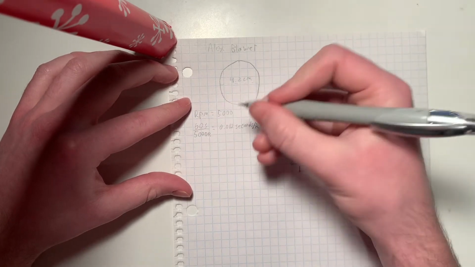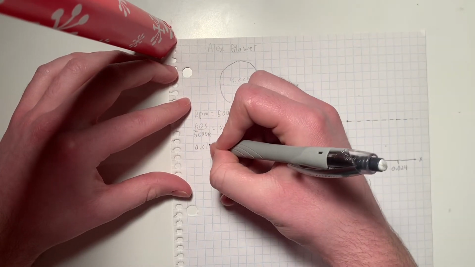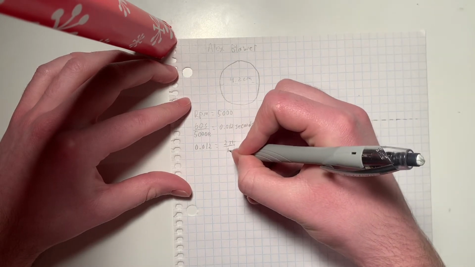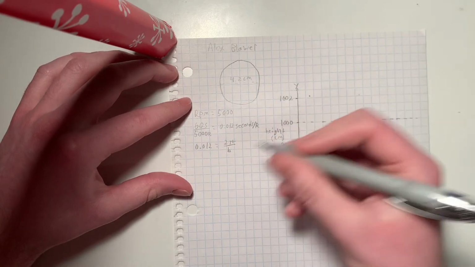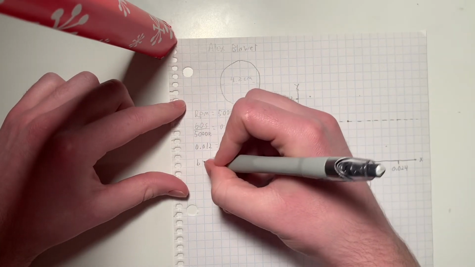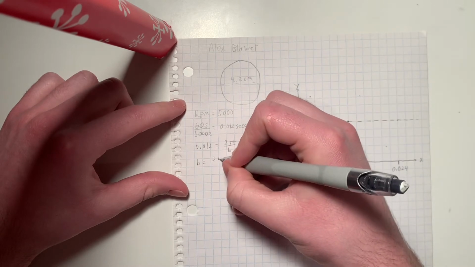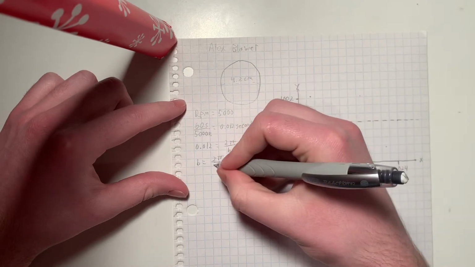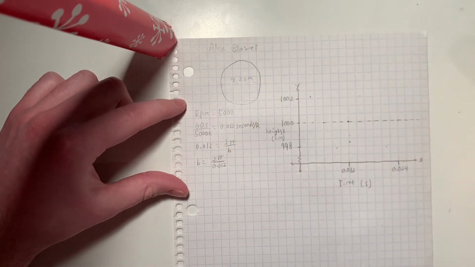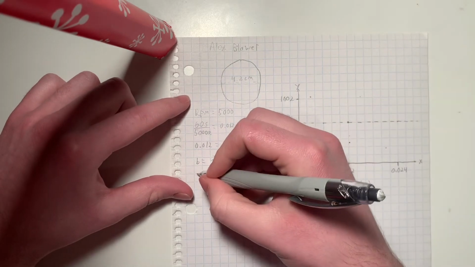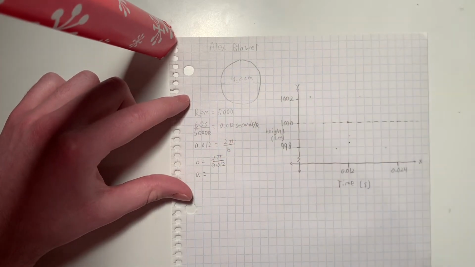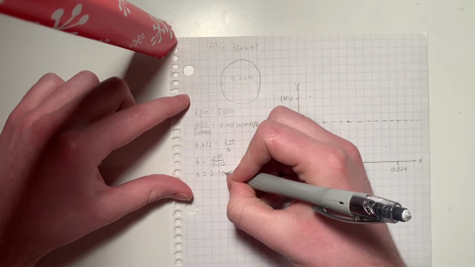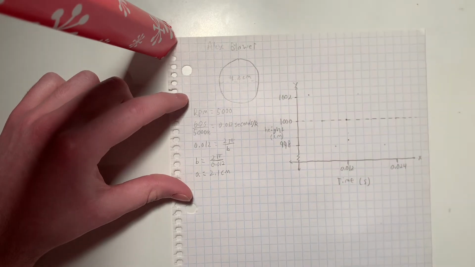Okay, and so now when we find our b value, our period equals 2 pi over b. So our period is 0.012 equals 2 pi over b. And so when we solve for b, we just switch these two. So we get b is equal to 2 pi over 0.012. Now, our a value will be 2.1 centimeters. That's the radius of our golf ball.